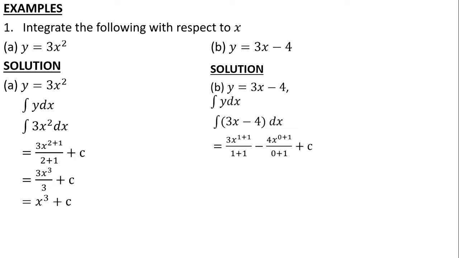So we are going to say 3x to the power 1 plus 1 over 1 plus 1 minus 4x to the power 0 plus 1 over 0 plus 1 plus c, which is going to give us 3x squared over 2 minus 4x plus c.